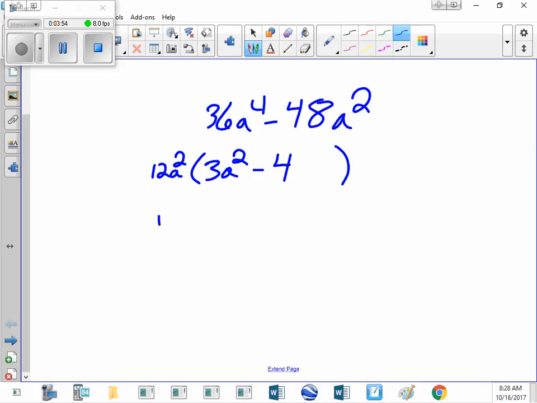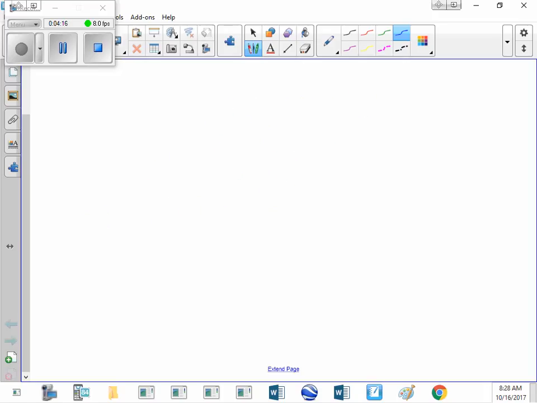So those are the factors. If I wanted to find the roots, then I would set this one equal to 0, and the only answer would be x equals 0. And then I would set this one equal to 0, and I would add the 4 and divide by 3, and then take the square root. But we haven't done that yet. And this problem doesn't ask you to find the roots. It just says factor. Okay.